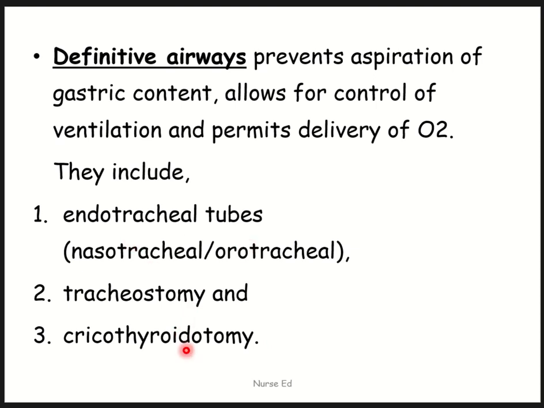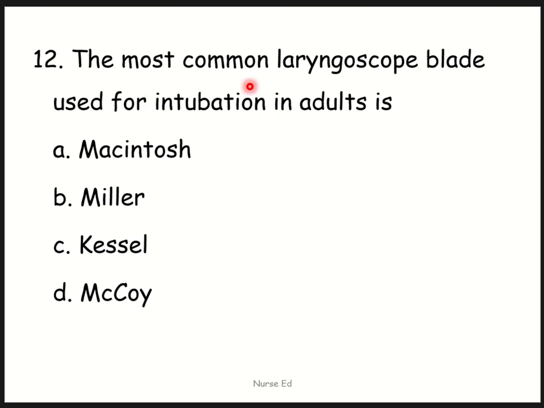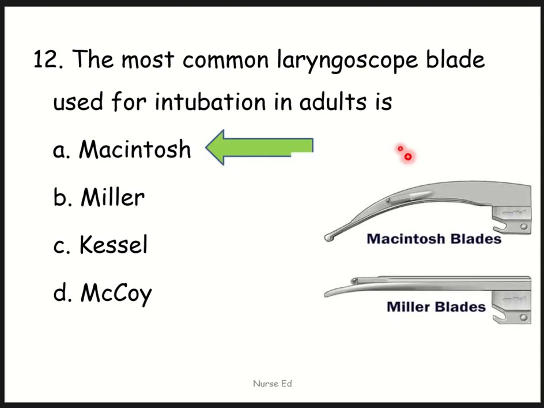Please remember this. The most common laryngoscope blade used for adult intubation: Macintosh type, Miller, Kessel, or McCoy, which is the most common? Option A. The most common are these two, A and B, and B is the straight one for the adult. Very commonly we use A.